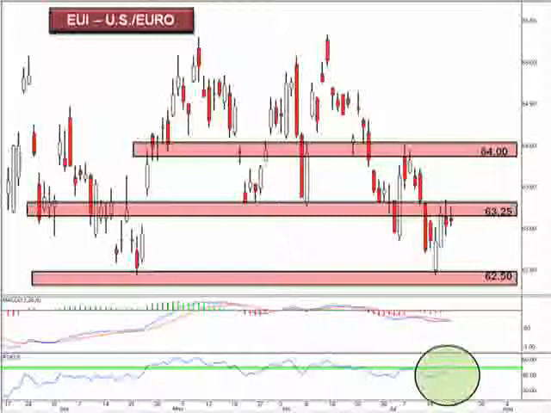A break above 63.25 is suggesting a retest of the 64. However, a consolidation there and a little bit of a pull off is going to see us most likely retest 62.5.